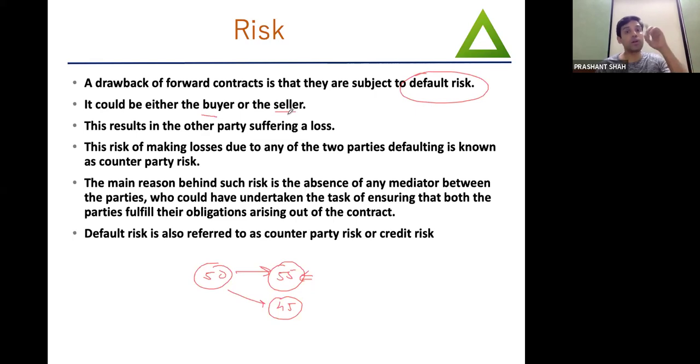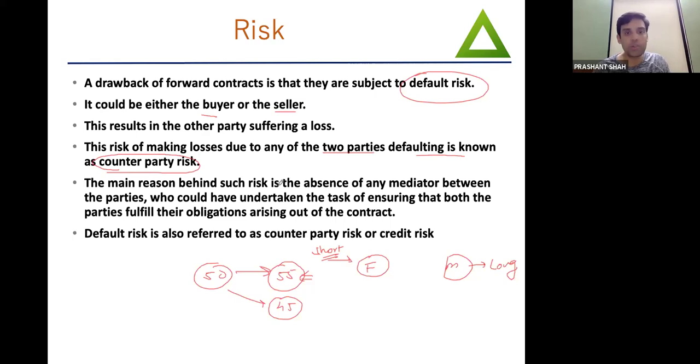Now there is one more thing I missed to say. We introduce the example once again, farmer and merchant. So the buyer is said to have a long position, and the seller is said to have a short position. Right? This is the difference that we have to identify. The risk of making losses due to any of the two parties defaulting is known as counterparty risk. This is the technical term we use.